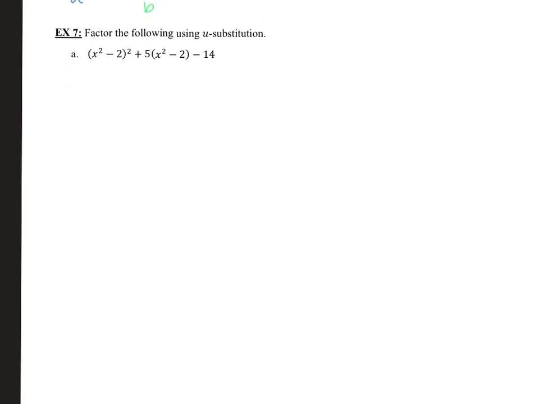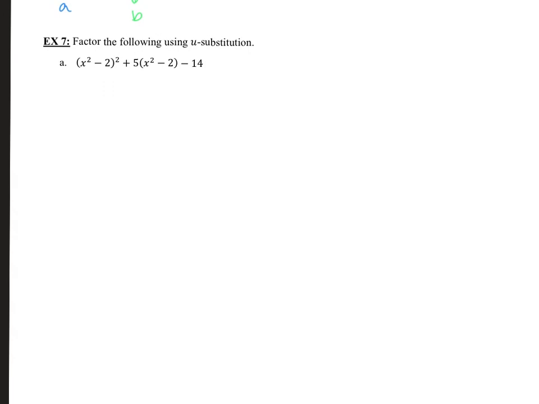Now the last one. Factor the following using U substitution. Okay, so this is a fancy new way. Basically, using U substitution, our goal is to make the problem look less complicated. Right now it looks really complicated. It's huge. But one thing I noticed about this problem is these little binomials here. One of them is the square of the other. So I can use this.